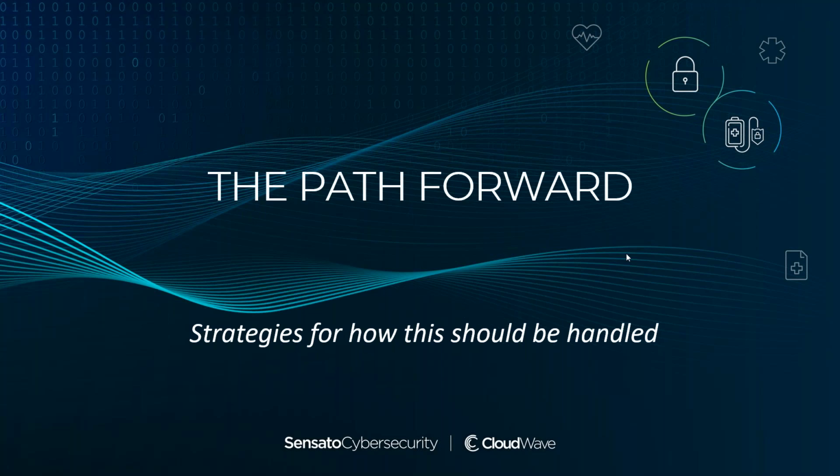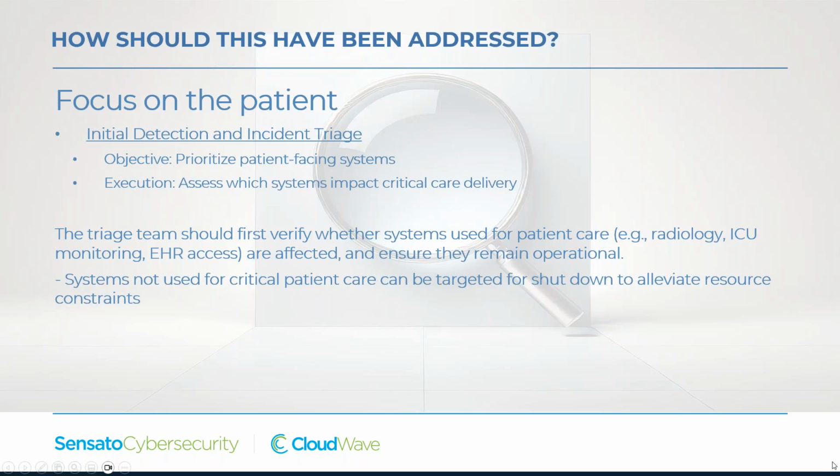Let's go ahead and talk about how this should have been addressed moving forward. Ideally, we always want to remember, why are we here? We are here to focus on patients and patient care. So always remember, the first thing to do is focus on the patient. Heroes say that a lot. So the objective here is really to focus on prioritizing those patient-facing systems. If you've assessed the systems you already have that are critical to providing that care, you can understand which systems should be best protected or left operational in the event of, like in this case, a resource constraint.